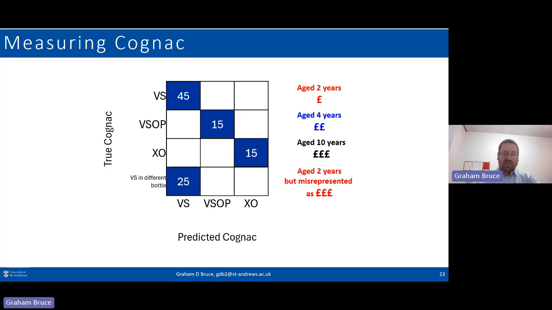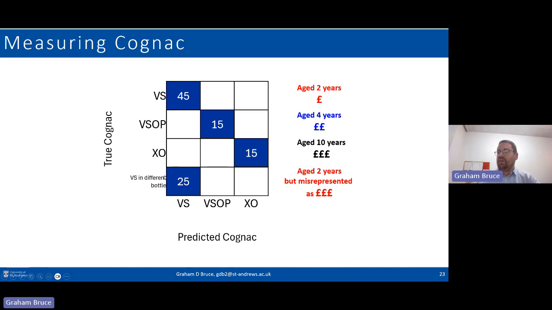It's not just whiskey that we can use this for. We can also use it for other spirits as well. Here's cognac as an example. So cognac tends to come in 3 sort of qualities. There's the very special, I can never remember what the OP stands for, and the extremely old. And these are basically aged for 2 years, 4 years, and 10 years. And there's a massive price difference as you work your way through. And we can correctly identify what's the quality every time.